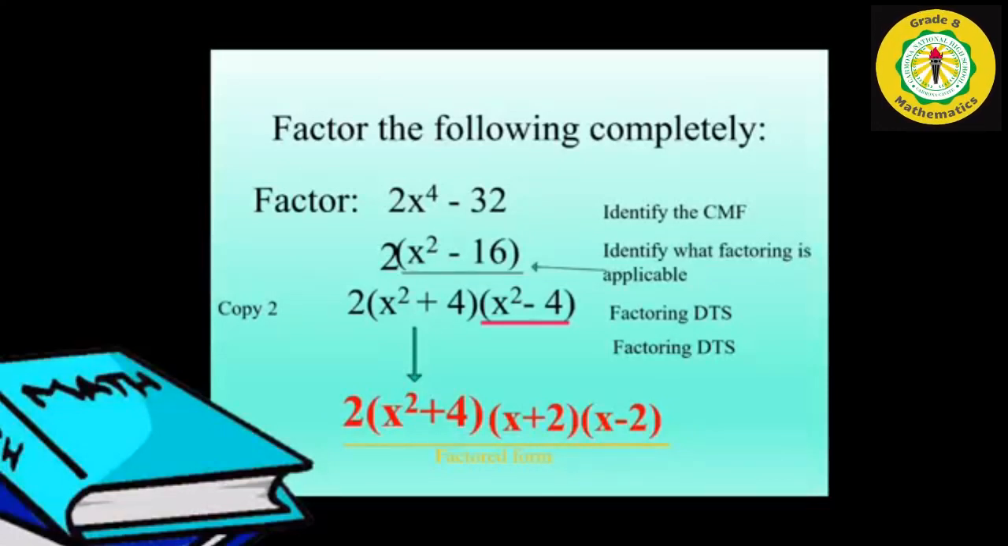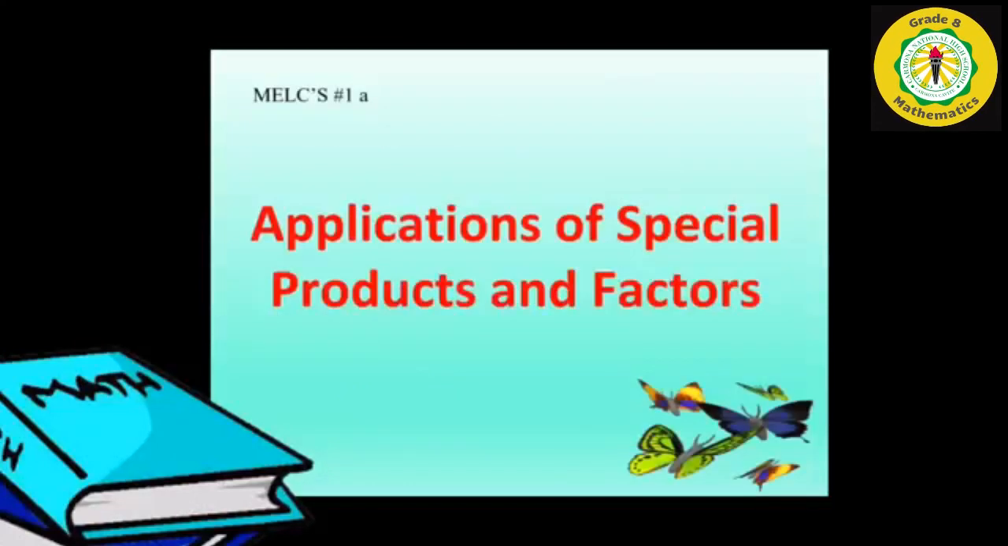Then right after that, observe the given expression if we can still factor it. So just copy 2, and then x squared plus 4 is not factorable, so we just only need to copy it, and x squared minus 4 is still factorable, and we need to identify the factoring, and that is factoring difference of two squares. That's why we come up with x plus 2 times the quantity of x minus 2.